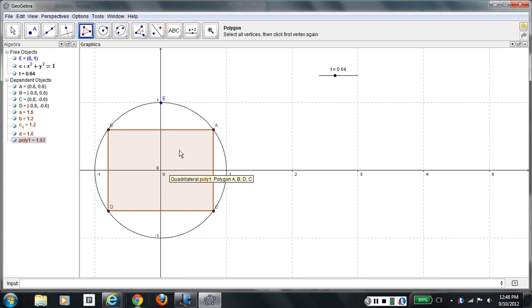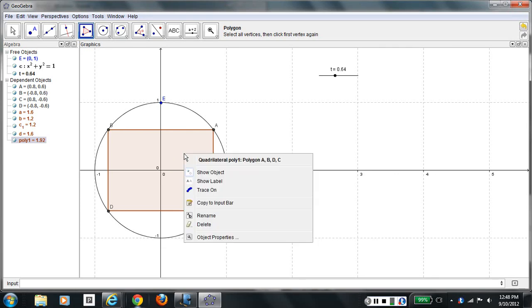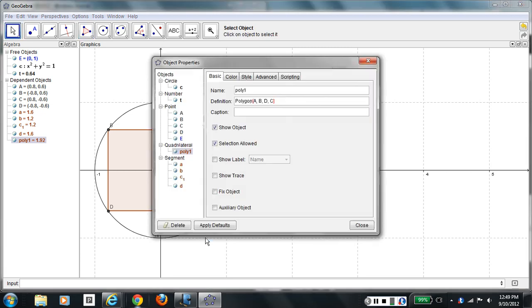Now, if we wanted to display the area, we could right-click. So I'm right-clicking on the polygon and going to Object Properties. Right-click, Object Properties, and for show label, you have various options.